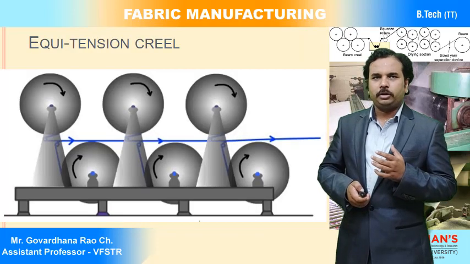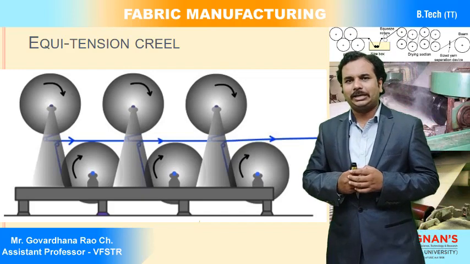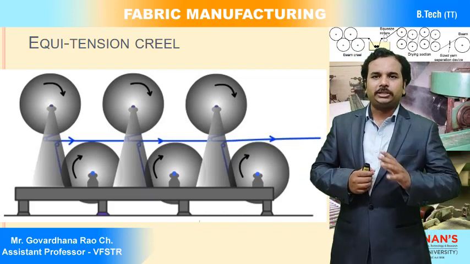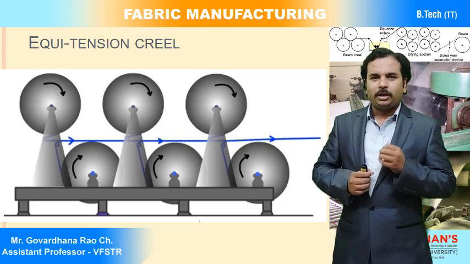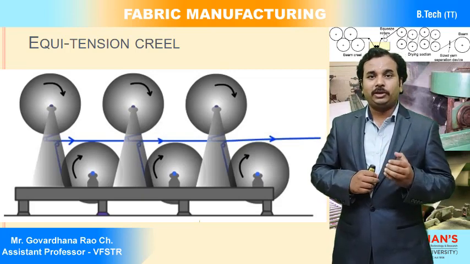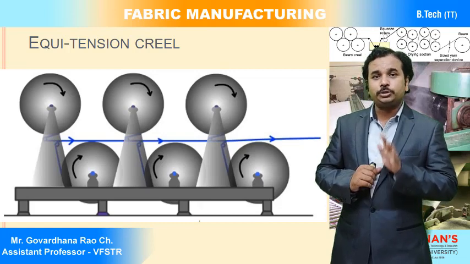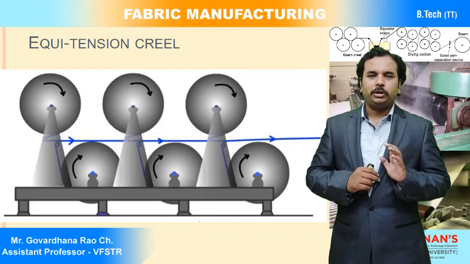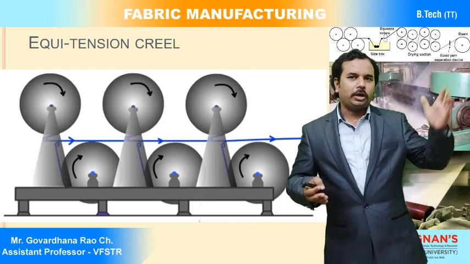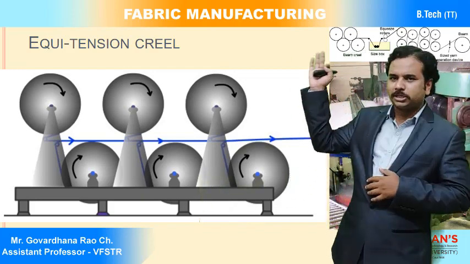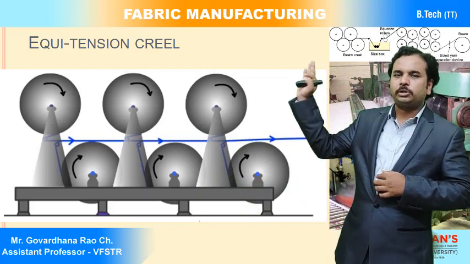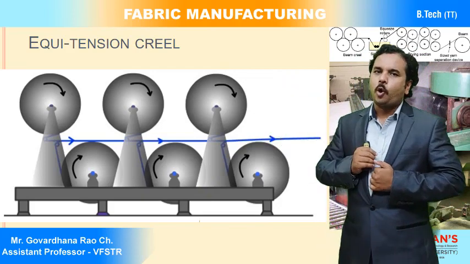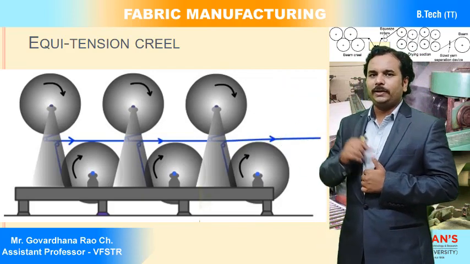Okay, and you can see the fourth category, that is EQUI-TENSION creels. EQUI-TENSION, equal tension. The name itself describes it. Tension on the warp sheet is maintained equally throughout the number of beams. If you use the first beam, and the last beam is at the last side, the last beam also has to control the tension. We have to control the tension on the warp sheet when the withdrawal is happening.